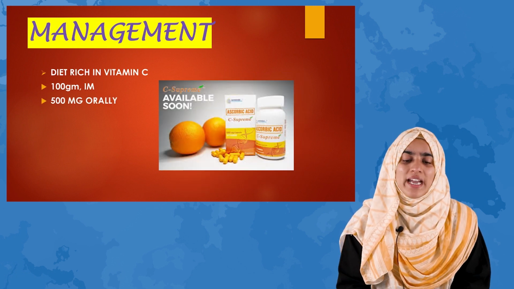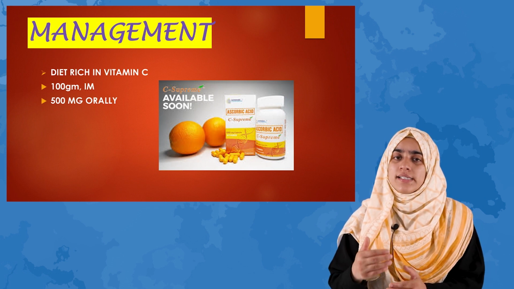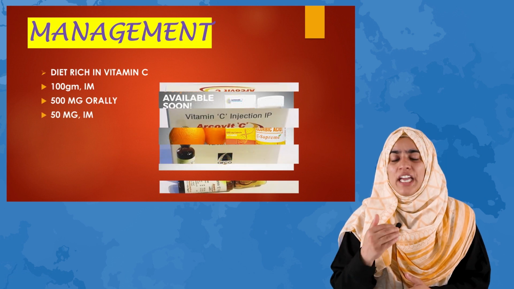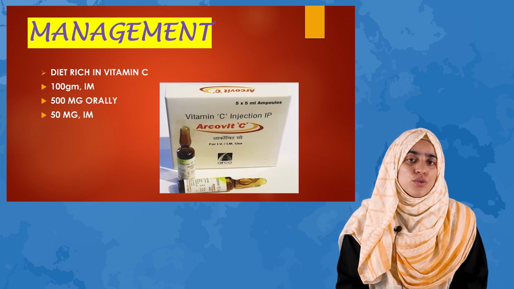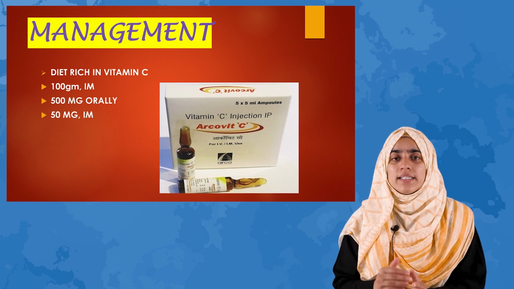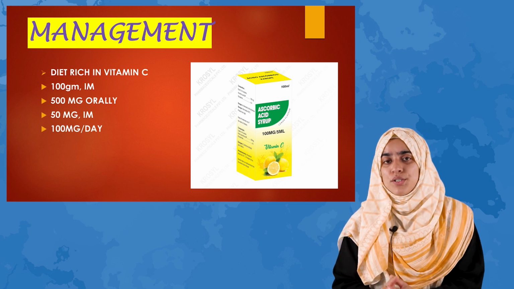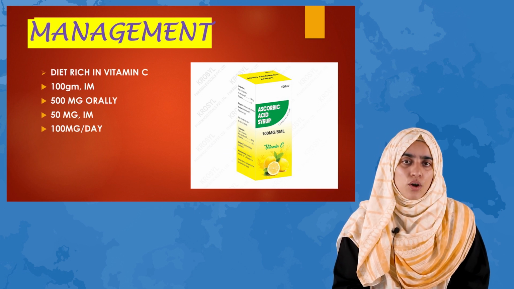Thereafter, 500 mg of ascorbic acid is given orally as a single dose for 1 month. Infants are given ascorbic acid 50 mg intramuscular twice a day for 1 week. Thereafter, a dose of 100 mg per day is given orally for 1 week.